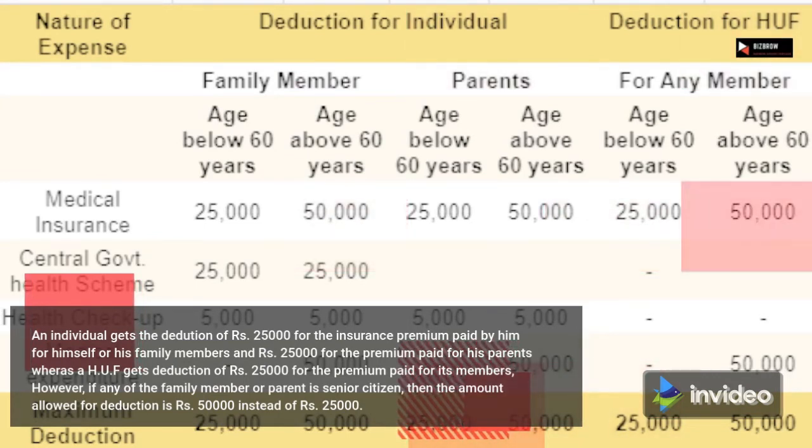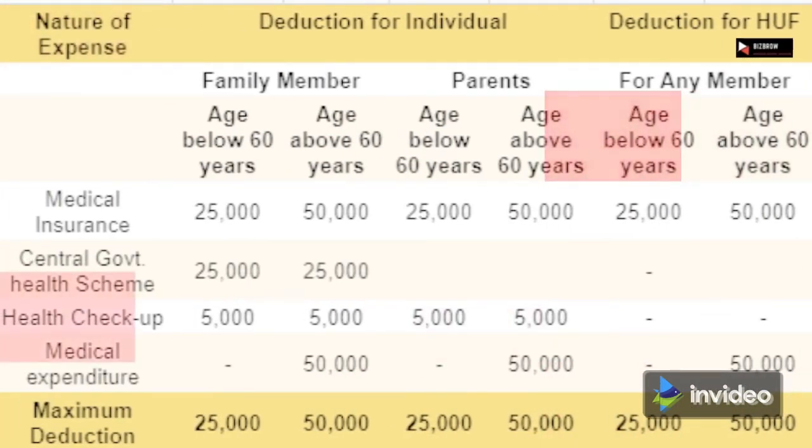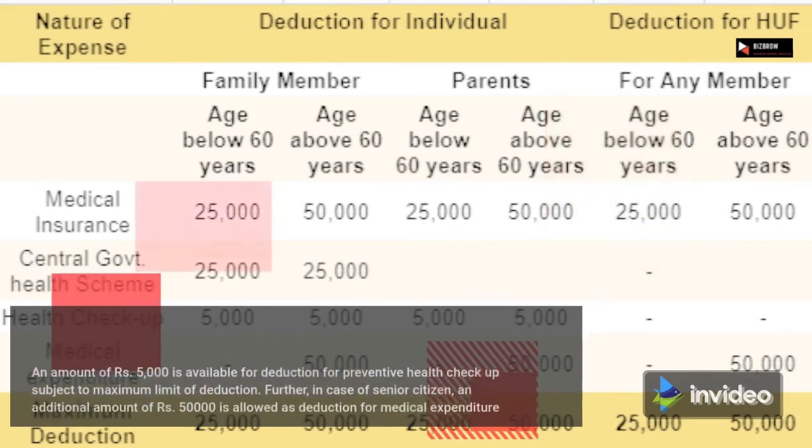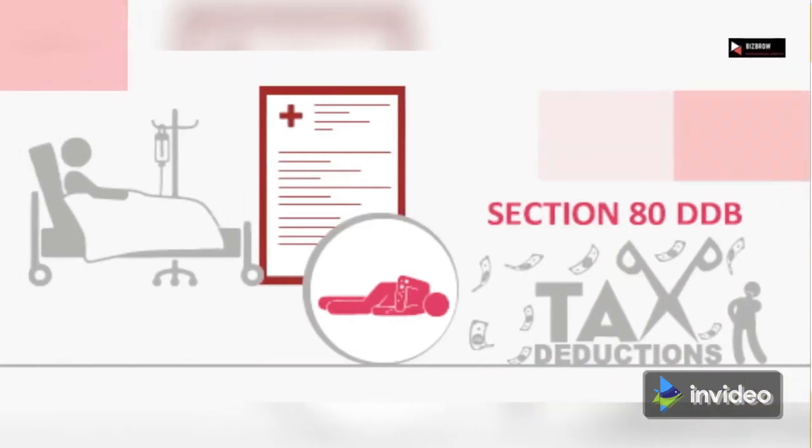However, if any family member or parent is a senior citizen, then the amount allowed for deduction is 50,000 rupees instead of 25,000 rupees. An amount of 5,000 rupees is available for deduction for preventive health checkup, subject to the maximum limit of deduction. Further, in case of a senior citizen, an additional amount of 50,000 rupees is allowed as deduction for medical expenditure, provided no amount has been paid towards health insurance of such senior citizen.